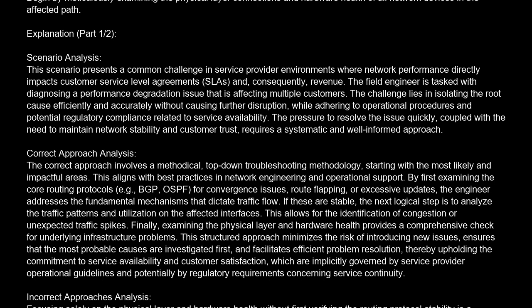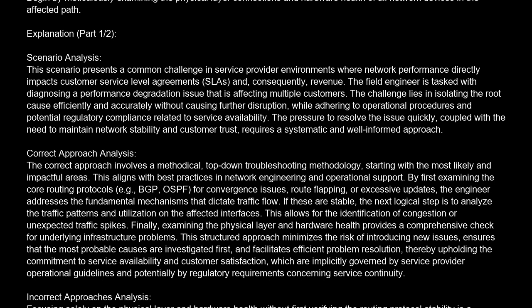The challenge lies in isolating the root cause efficiently and accurately without causing further disruption, while adhering to operational procedures and potential regulatory compliance related to service availability. The pressure to resolve the issue quickly, coupled with the need to maintain network stability and customer trust, requires a systematic and well-informed approach.